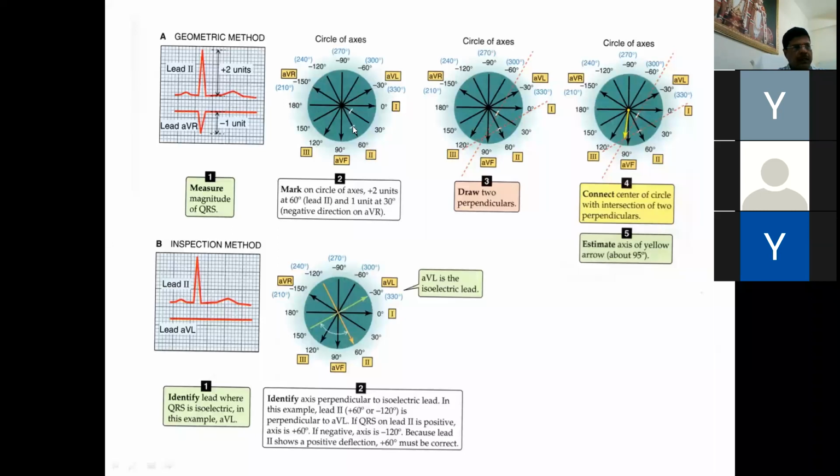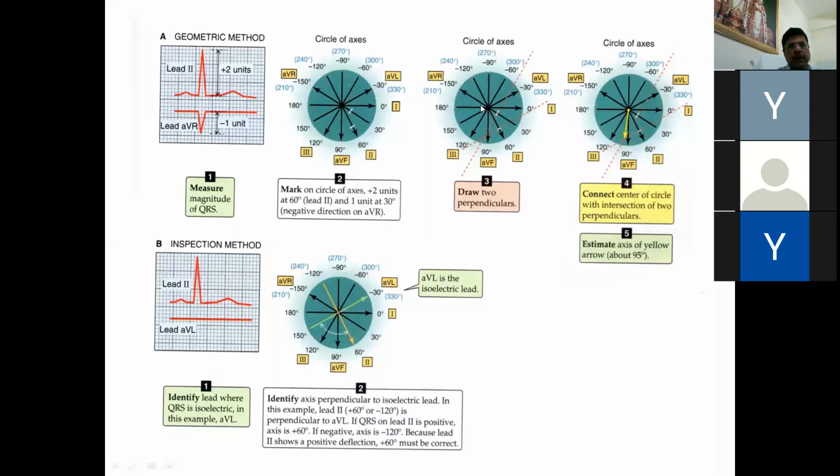Similarly on lead 2, how many units will you mark? Anybody can answer. -2 or +2 units? +2 units. You will mark +2 units on lead 2 also. Here you can see on lead 2, the +2 units is marked. +2 means it is going towards the arrowhead.